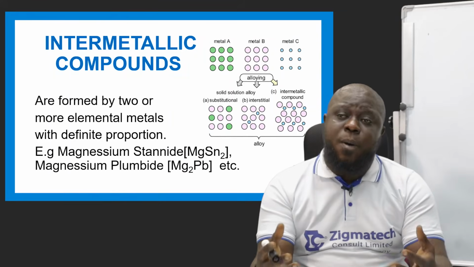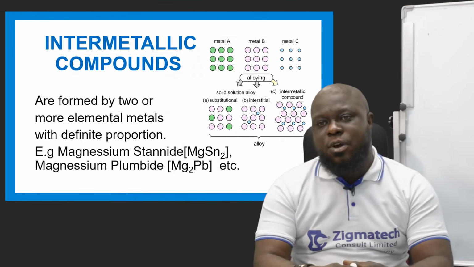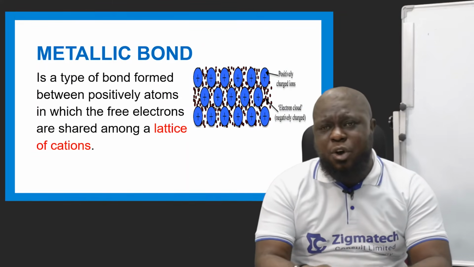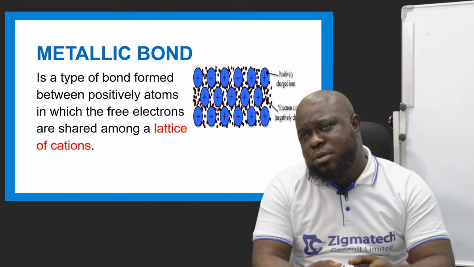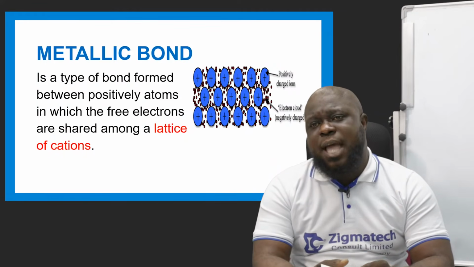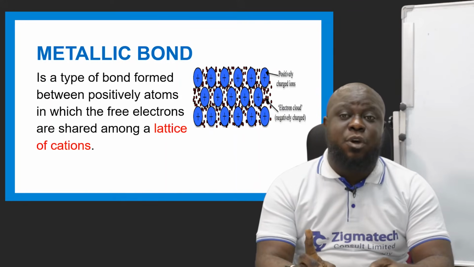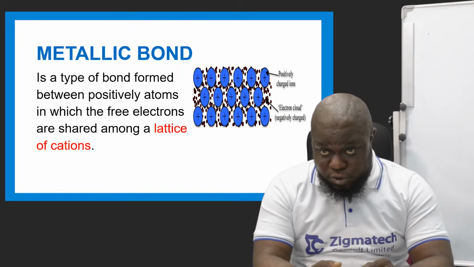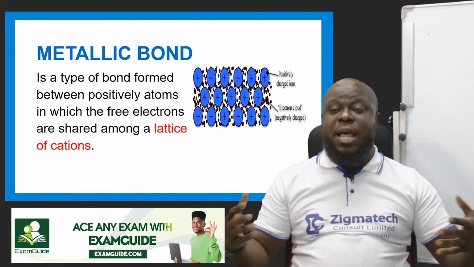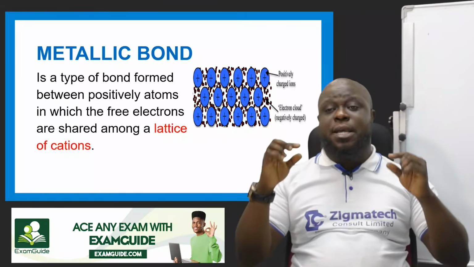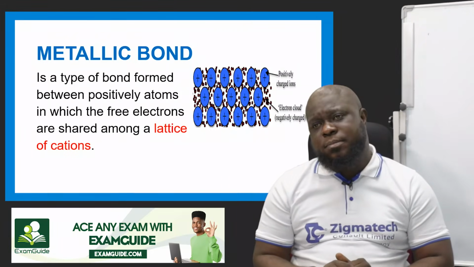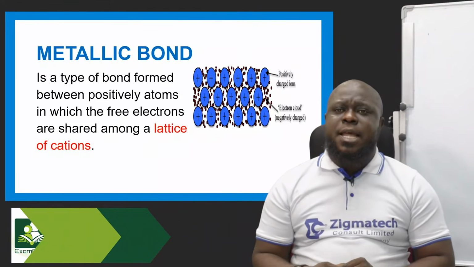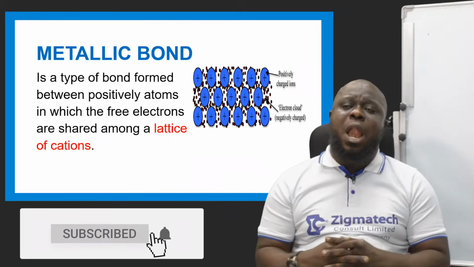Why? Because it is formed with only metals. Now, the bond that binds them together is called a metallic bond. It's a type of bond formed between positive atoms in which the free electrons are shared among a lattice of cations. Now, positive atoms are metals. Every single metal is a positive atom, and every single non-metal is a negative atom. I told you that. Now, this particular bond is formed only with positive atoms.